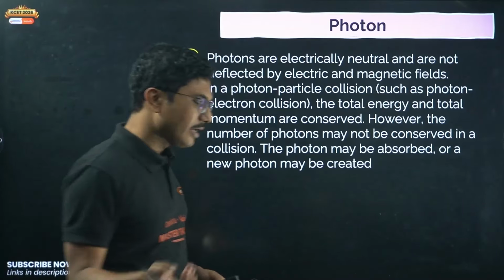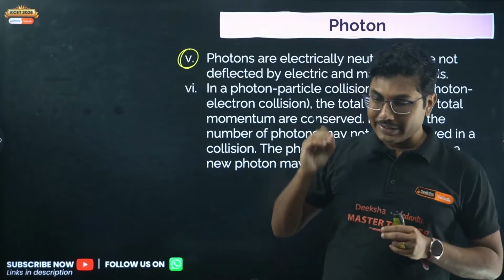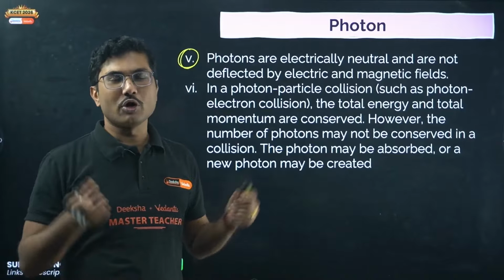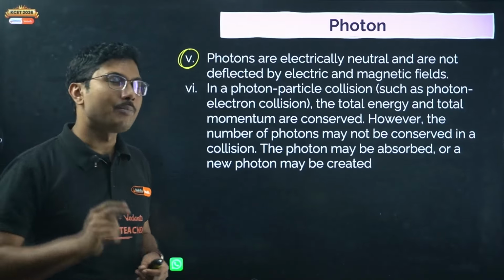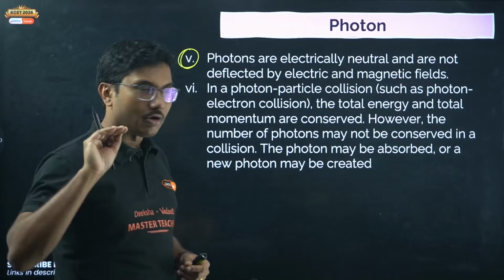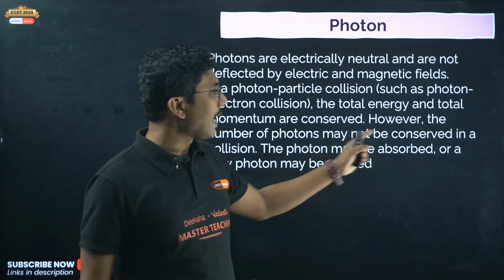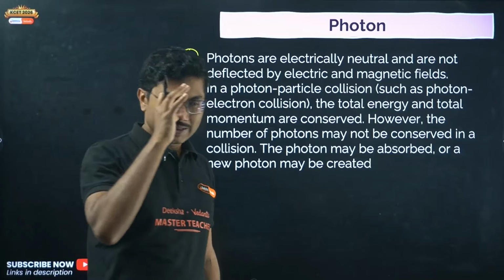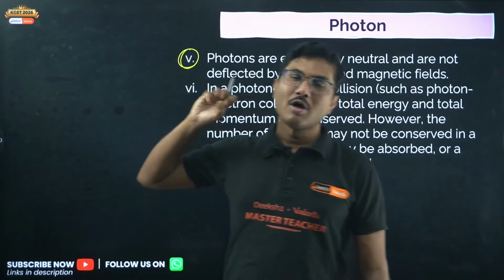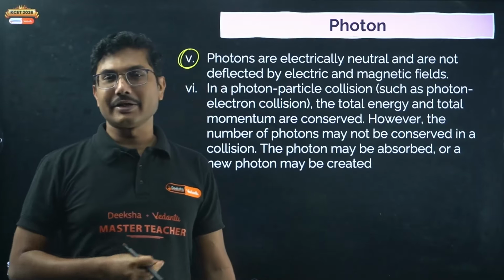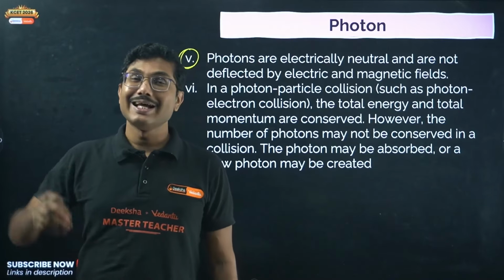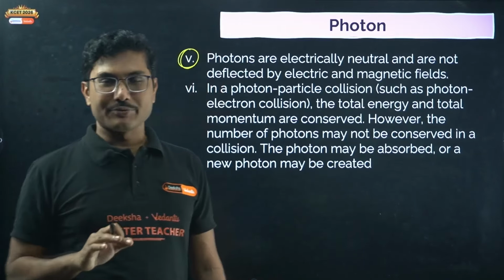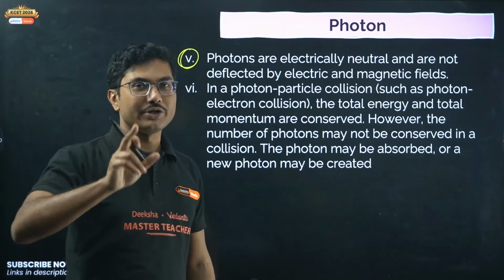So if electron and photon are colliding, even in that case the total energy is still conserved, and maybe one photon will break into two, or two photons will merge into one. That is still possible, but the total energy will always be conserved. The photon may be absorbed or a new photon may be created. If you are throwing a photon towards an electron, it might absorb the complete photon, or a highly excited electron, when it comes down from higher energy to lower energy, will emit a photon and a new photon is created. So photon creation and absorption is possible, but total energy should always remain constant.